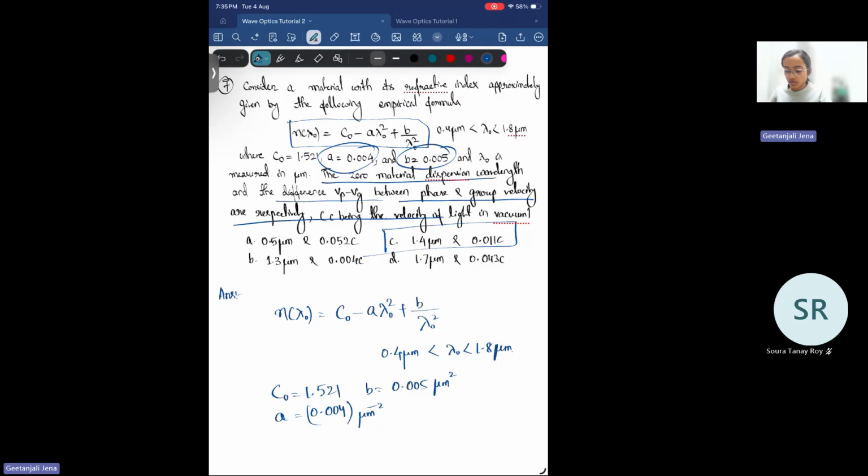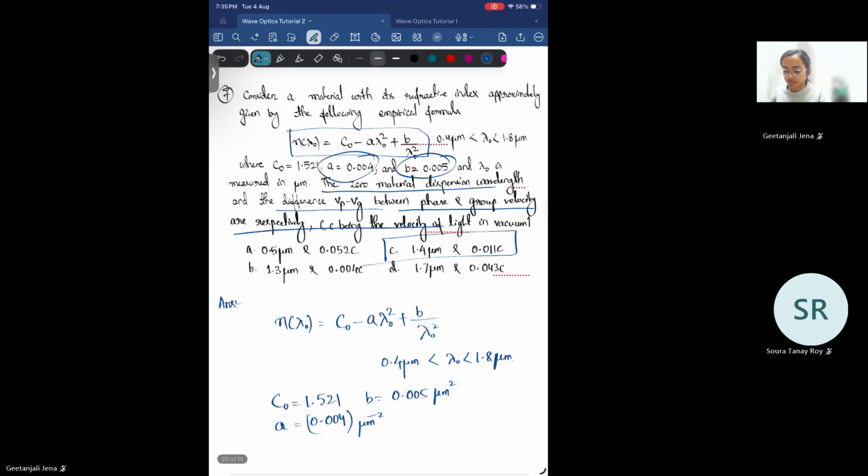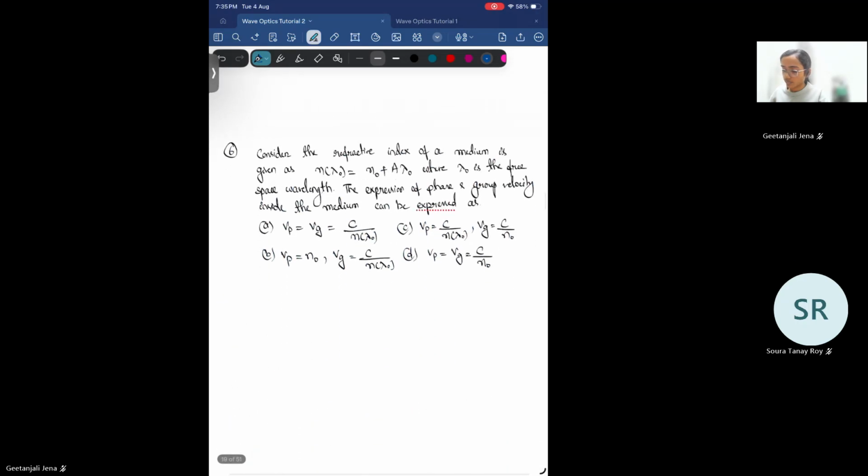So let me solve question number 6 then. Question number 6. Consider the refractive index of a medium n of lambda 0, given by n0 plus a lambda 0, where lambda 0 is the free space wavelength. What is the expression of phase and group velocity in terms of this n of lambda 0? We'll give you some time to solve it then.